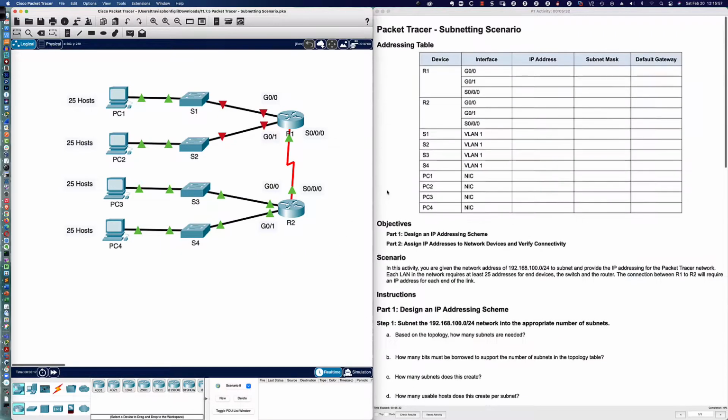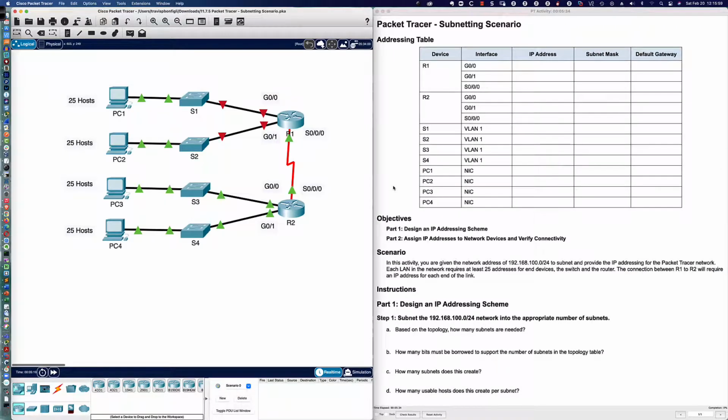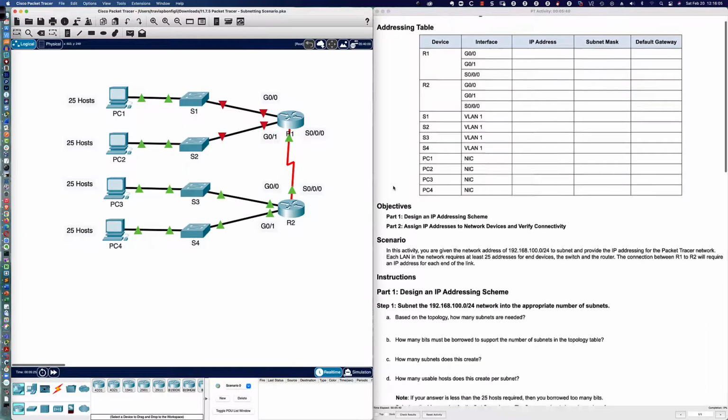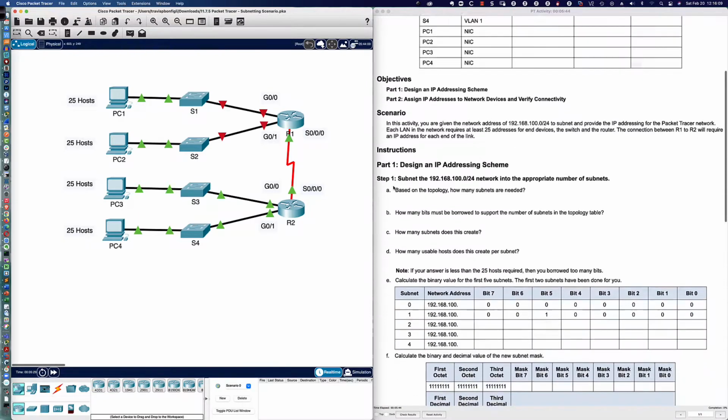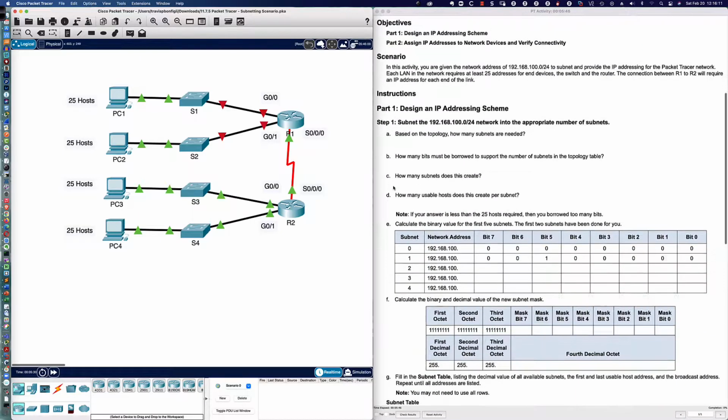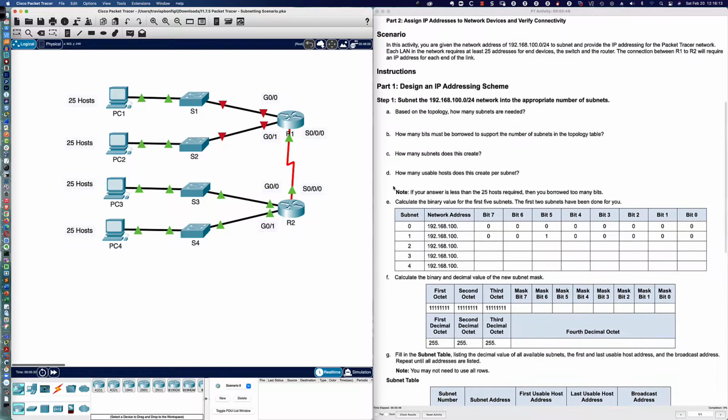So you can see at the very top here, we have an addressing table. However, that addressing table is 100% empty in terms of IP addresses, subnet masks, and default gateways. So we're going to design an IP addressing scheme. Then we're going to be assigning IP addresses to devices in the network.